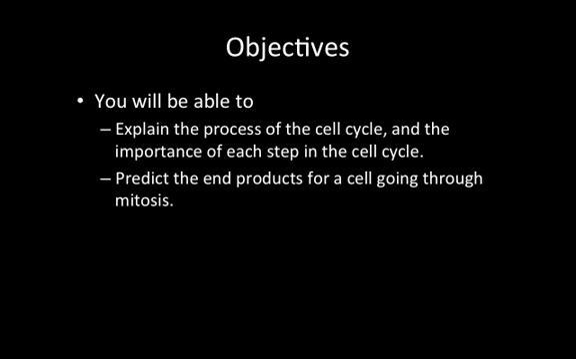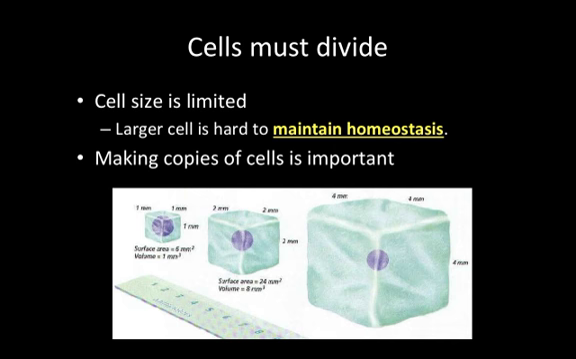What do we have at the start? It's really important to know what happens at the end, because we're going to talk about something else called meiosis. And it's important to know the difference between what you get at the end of mitosis versus what you get at the end of meiosis.